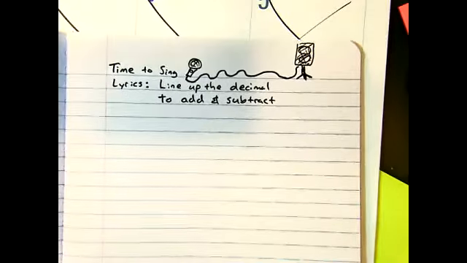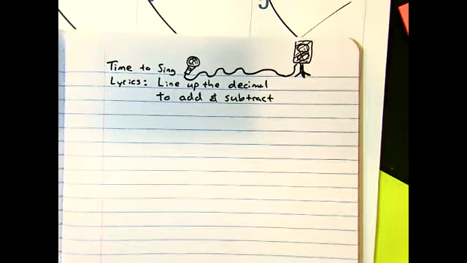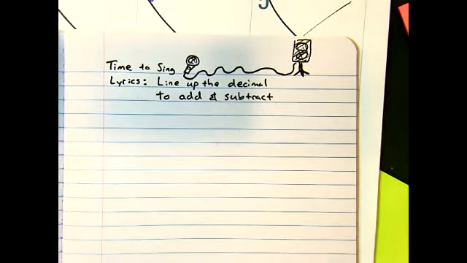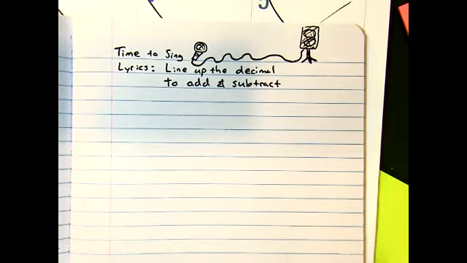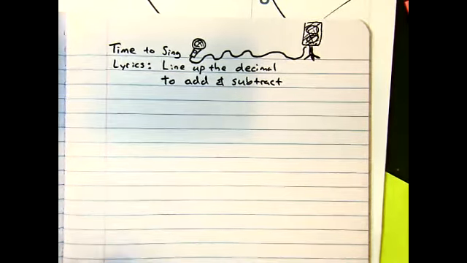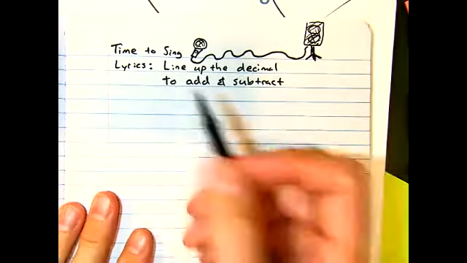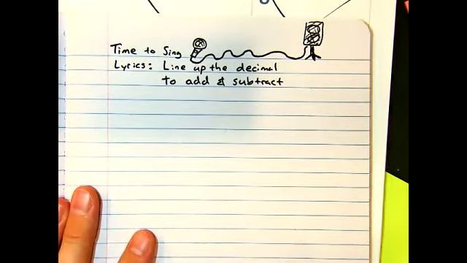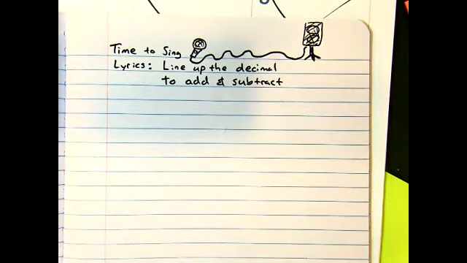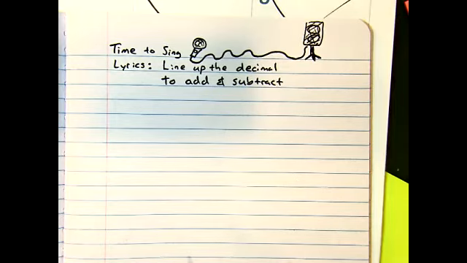Now to the good stuff, adding and subtracting decimals. We're going to talk about the standard algorithm. This is probably how you're mostly going to use it. And in very odd Mr. McNeil fashion, I'm going to have you sing. So I have a song for you. It's all about decimals. And here are the lyrics.